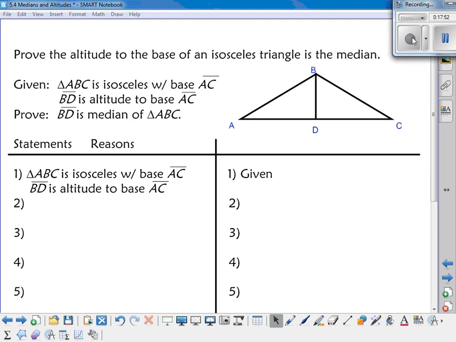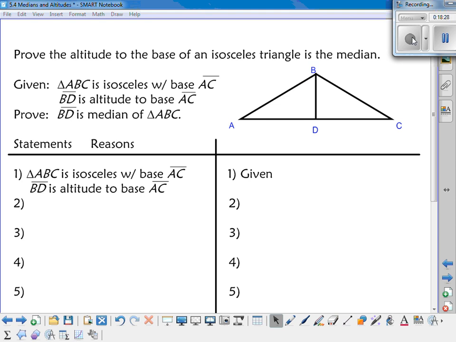So we're going to actually prove that the altitude to the base of an isosceles triangle is also the median. So what we're given is that triangle ABC is isosceles with base AC, and BD is an altitude to the base AC, and we're going to prove BD is a median. Well, in order to be a median, that means it has to be going to the midpoint. So I'm going to have to show that AD is congruent to CD. Well, before I can say that those are congruent, I'm going to have to show that the triangles are congruent. So that's the first thing we're going to work on.